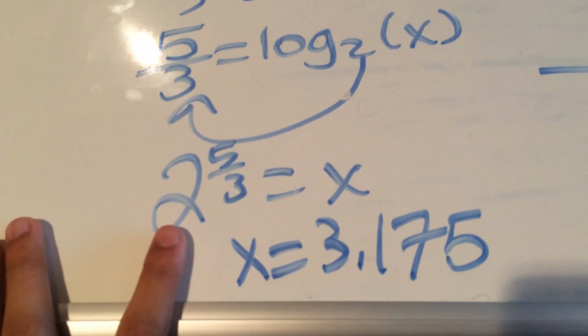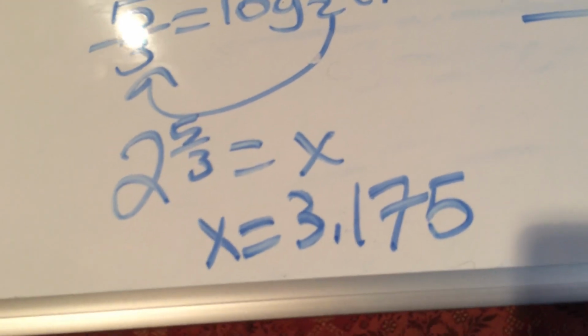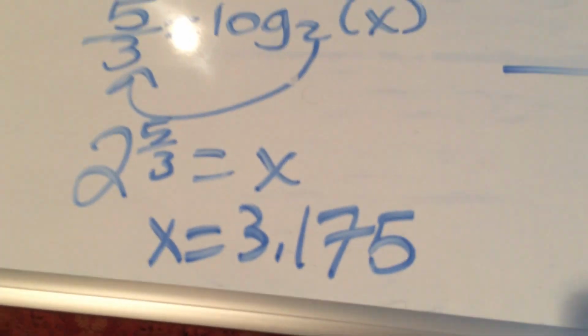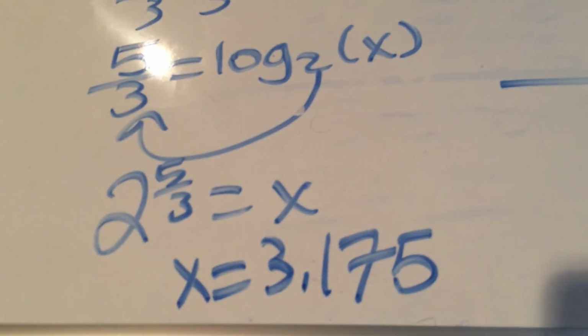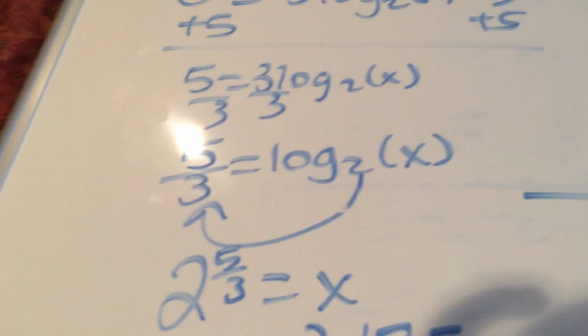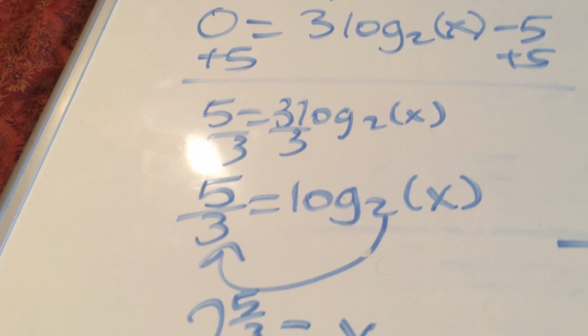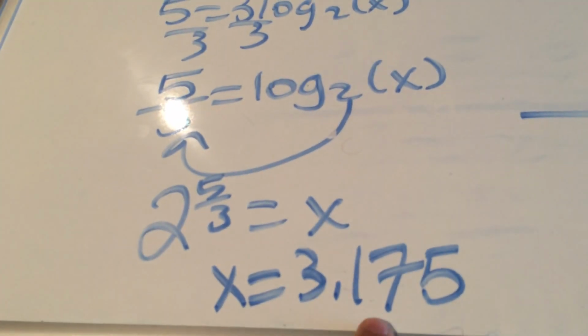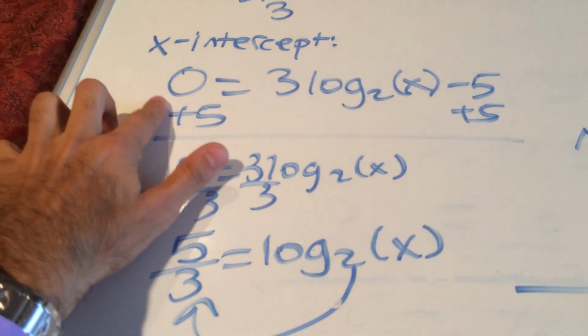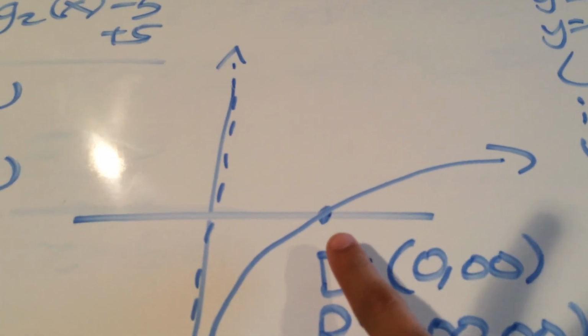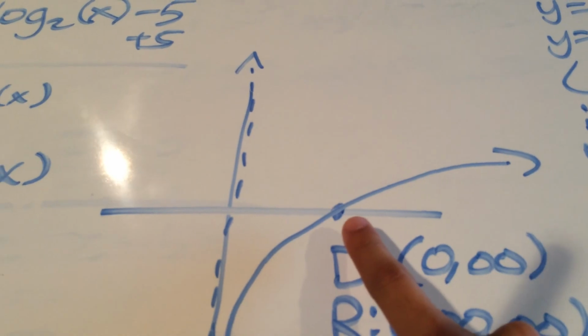I have no idea what this is. Go ahead and do it on your calculator. You get x equals 3.175. That means the x-intercept, remember, which is where the graph crosses the x-axis, the x-coordinate is 3.175. The y-coordinate is 0. So that's right here. Y-coordinate 0, x is 3.175.